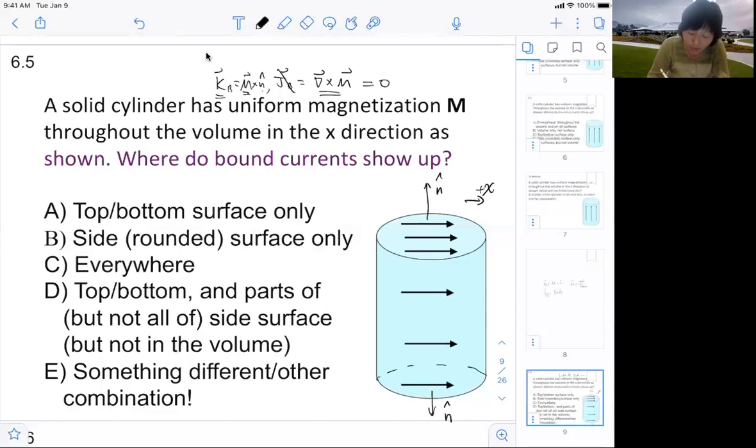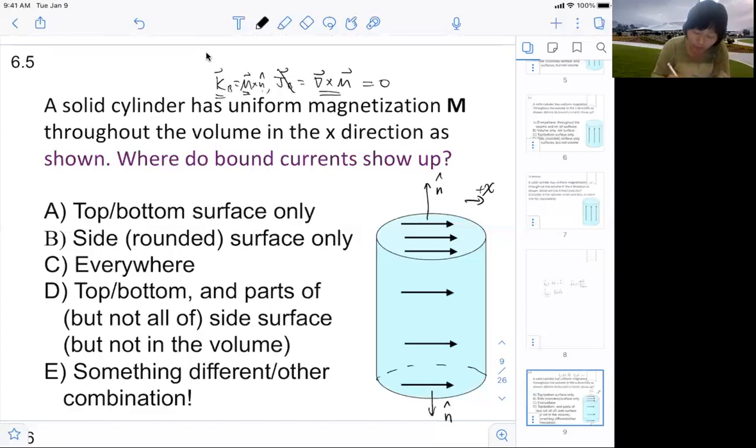So if you take M cross n hat, do you think we will have a current on the top and bottom surface? I think so, yeah. Yeah, we do. Very good, because that cross product is not 0. So we definitely have a K on the top and bottom surface.